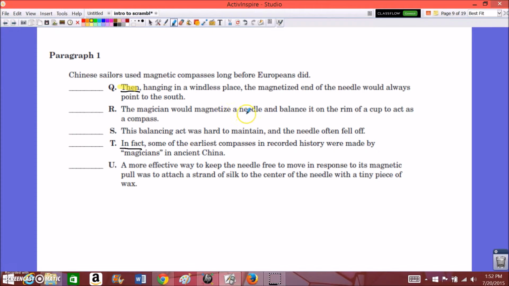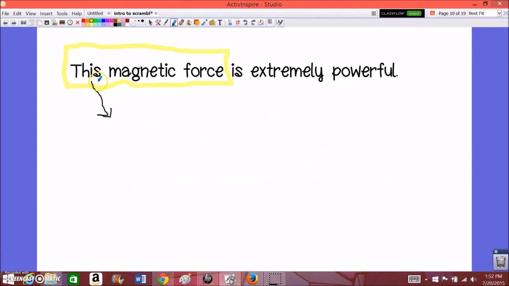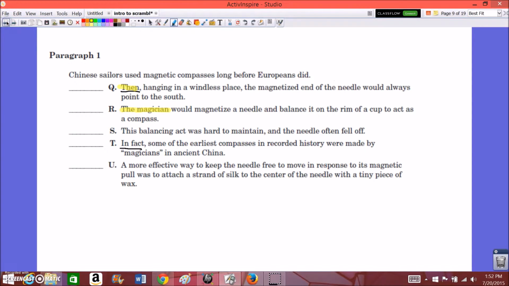All right, "The magician would magnetize a needle." Okay, the magician. What magician? Because I've never seen the word magician in the first sentence. So again, this is kind of like "this magnetic force." You can't just all of a sudden use a phrase like this without first introducing it in a previous sentence. So this can't be the next sentence. "This balancing act." All right, what balancing act? I have to find a sentence that answers that question. What balancing act is hard to maintain? This can't be the next one because there's nothing being balanced in the first sentence.